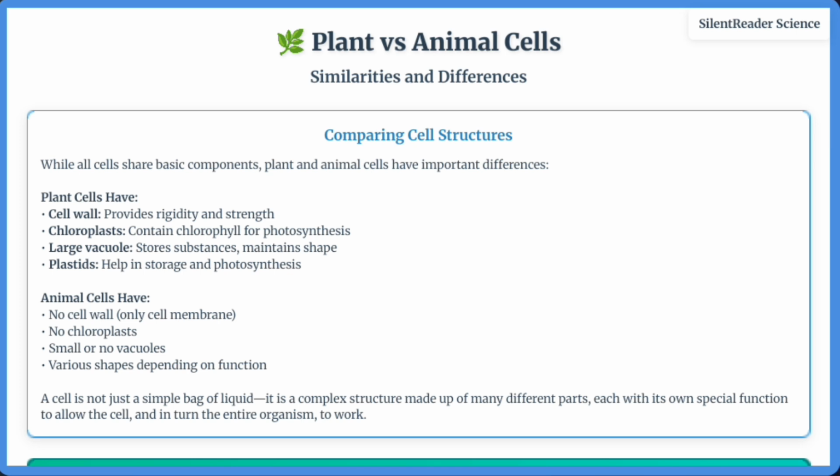When we compare plant and animal cells, we find fascinating differences that relate to their functions. Plant cells have rigid cell walls that provide structure and strength, chloroplasts for photosynthesis, and large central vacuoles for storage. Animal cells lack these features but have more flexible shapes adapted to their specific roles. In humans alone, we find incredible cell diversity, from spindle-shaped muscle cells that enable movement to long, branched nerve cells that rapidly transmit messages throughout our body. The shape and structure of a cell always relate directly to its function.